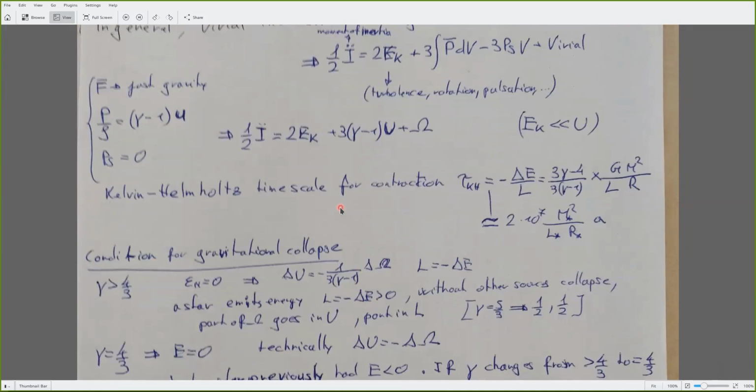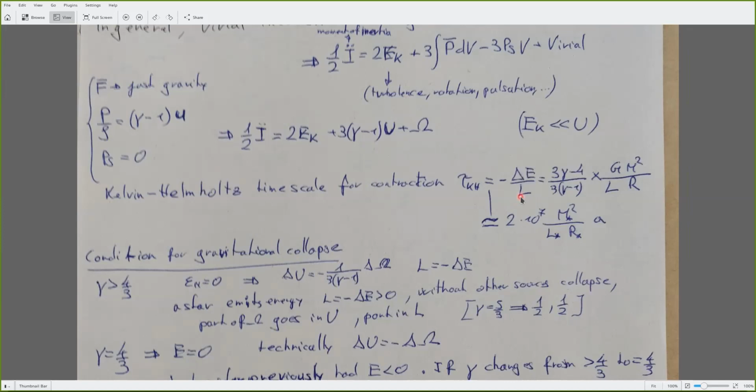Connecting with this one, you can have the usual consideration about the total energy, that is the sum of the kinetic energy, internal energy, and potential energy. You can see what the time scale for the contraction is. That is the Kelvin-Helmholtz time scale, essentially the variation of energy divided by the luminosity.